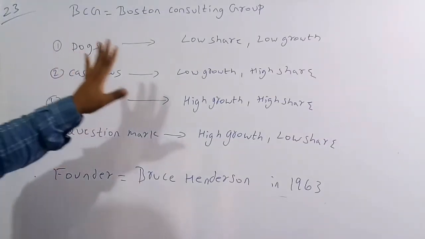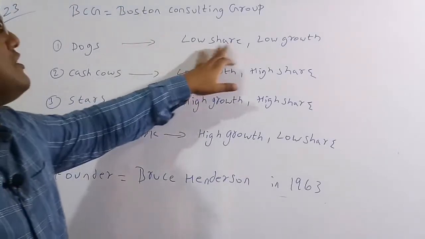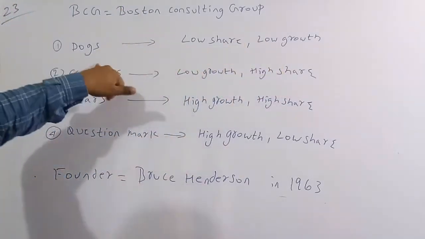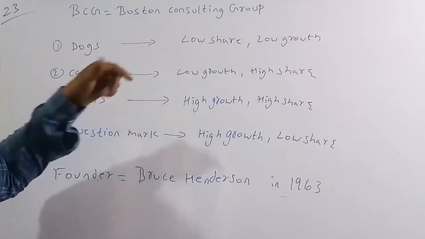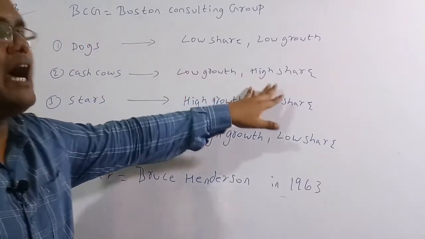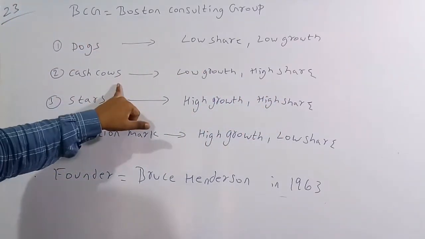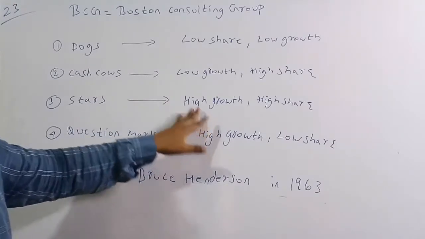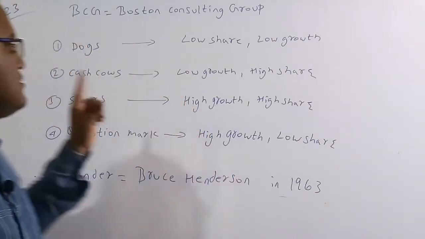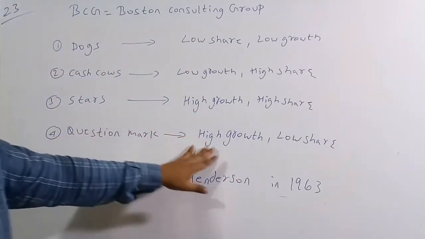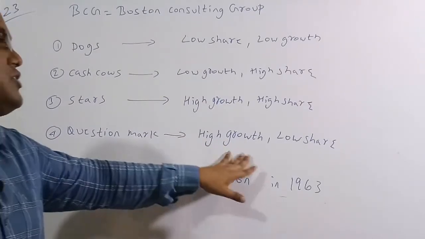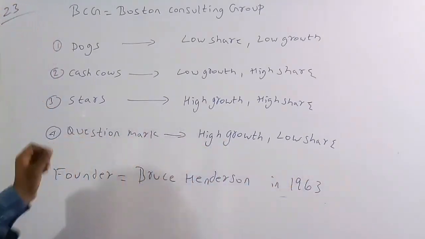So the businesses which come under low share and low growth are said to be dogs, and the businesses which come under low growth and high share are called cash cows. The businesses which come under high growth and high share come under the stars, and the businesses which come under high growth and low share are said to be the question mark.